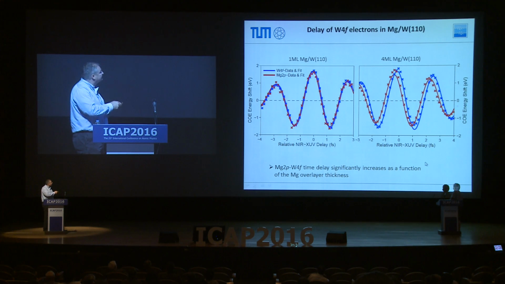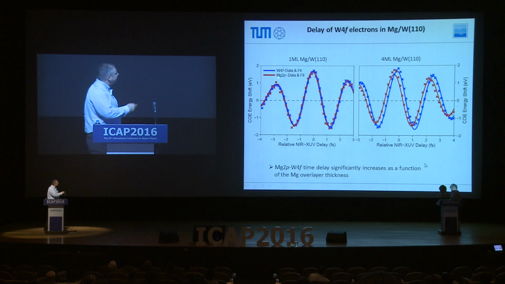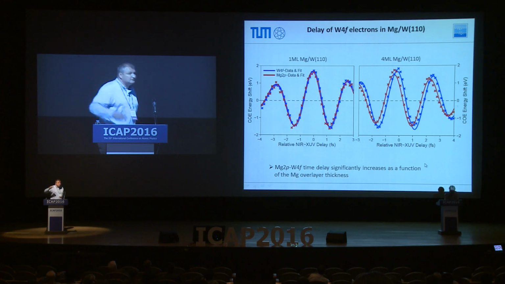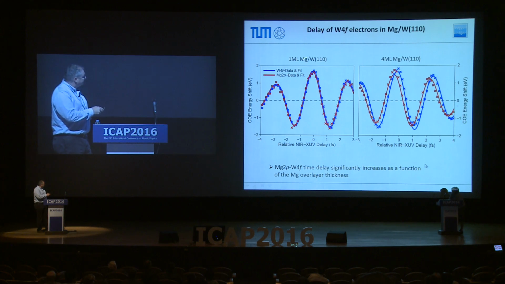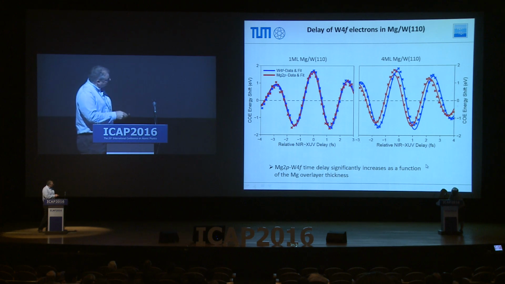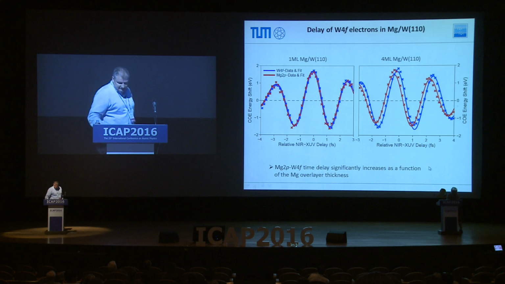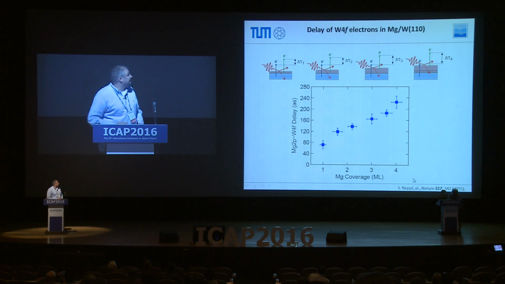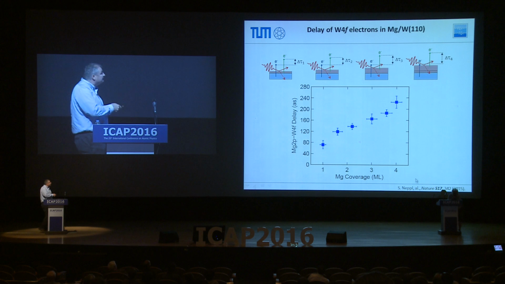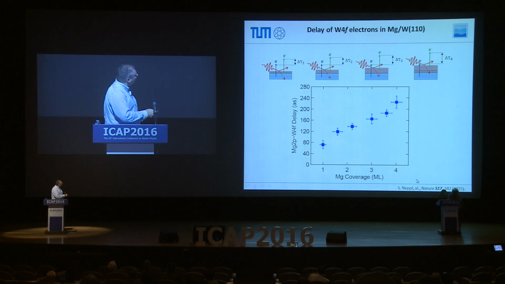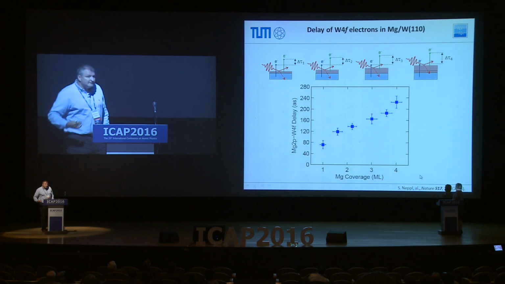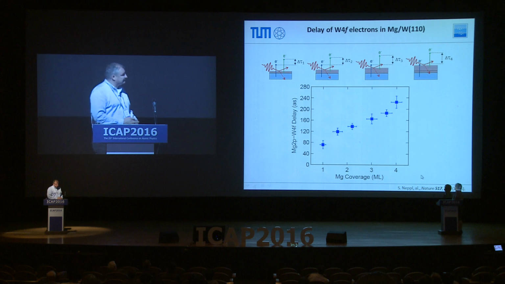And you can see here, this is the delay between the tungsten 4F and the magnesium 2P, which comes from the add layer. If you have one monolayer of magnesium and tungsten, and here if you have 4 monolayers. So of course the delay increases, and it increases linearly, which is pretty nice because it is expected. So you can, from this, really see how the electrons pass one monolayer after the other.